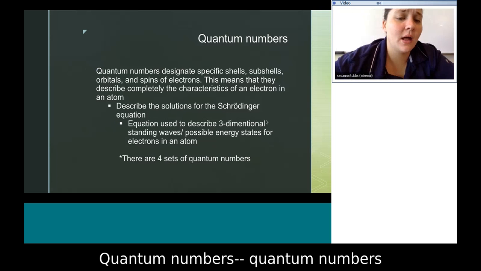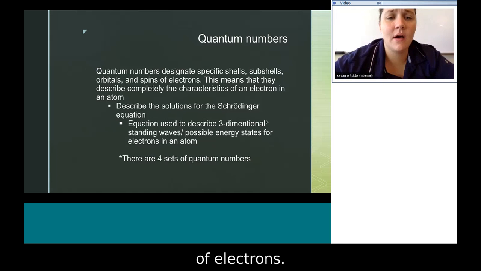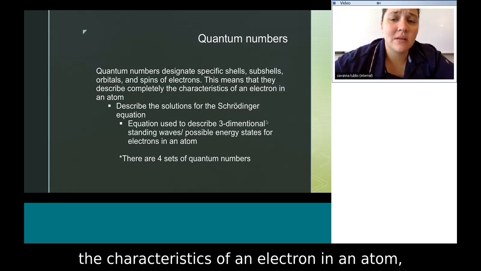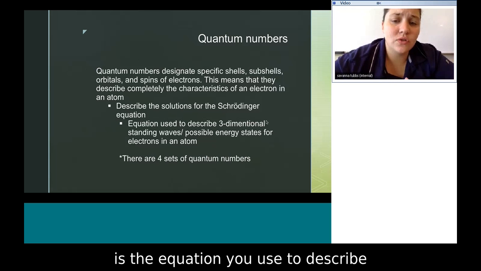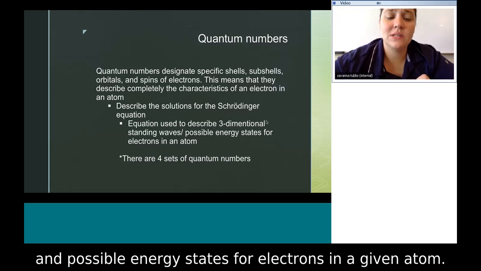Quantum numbers. Quantum numbers designate specific shells, subshells, orbitals, and spins of electrons. This means they describe completely the characteristics of an electron in an atom. They describe the solutions for the Schrödinger equation, which is the equation used to describe three-dimensional or 3D standing waves and possible energy states for electrons in a given atom.